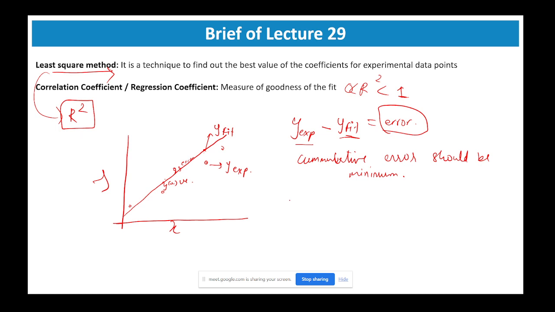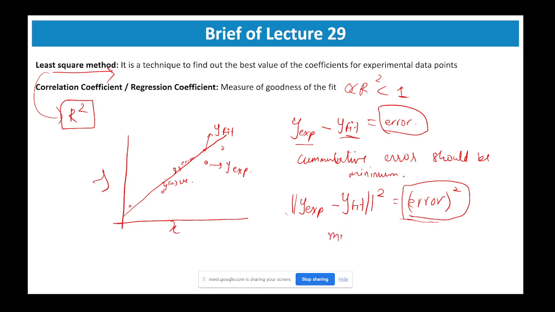So what we do, we try to square the error. So y experimental minus y fit, we take the square of it, which is nothing but error squared. Since this squared term is always positive, the summation of error will always be positive. Hence we can say that we need to minimize this sum of square of errors to find out whether the fit is good or not.